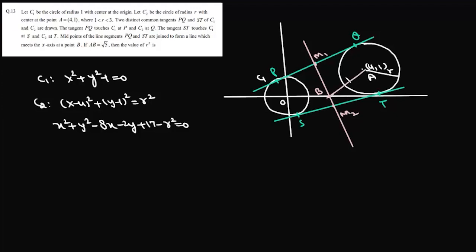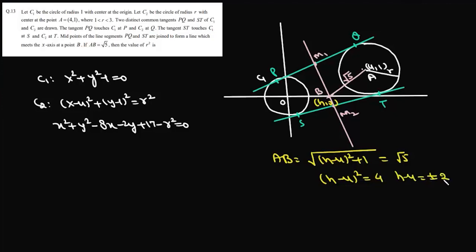So this distance is under root 5. Now since this B lies on x-axis, let this point be h, 0. So this AB will be under root of h minus 4 square plus 1, and this is equal to under root 5, and we square it, we get h minus 4 whole square equal to 4, or h minus 4 is plus or minus 2, and since we need this h between the two centers, we'll take this plus sign. So value of h is 2. So this point B is 2, 0. So coordinate of this point B is at 2, 0. That says find the value of r square.